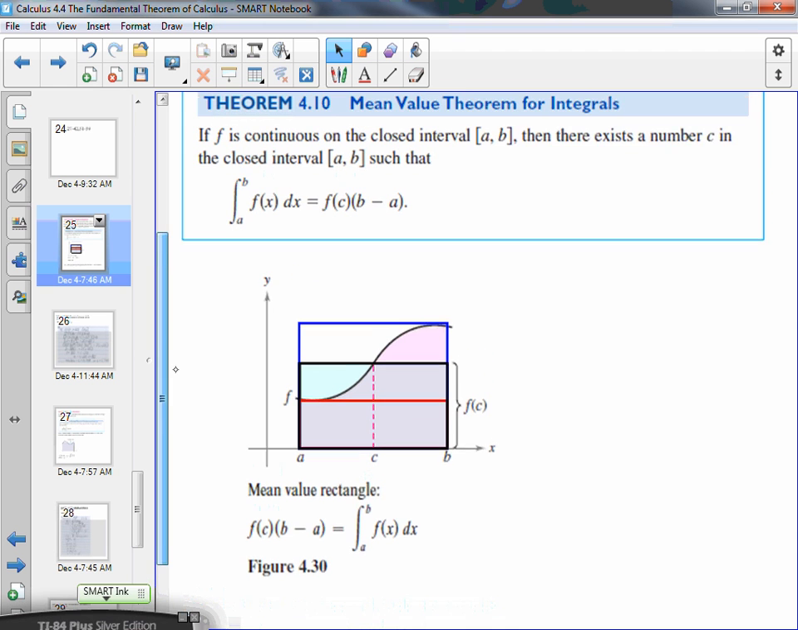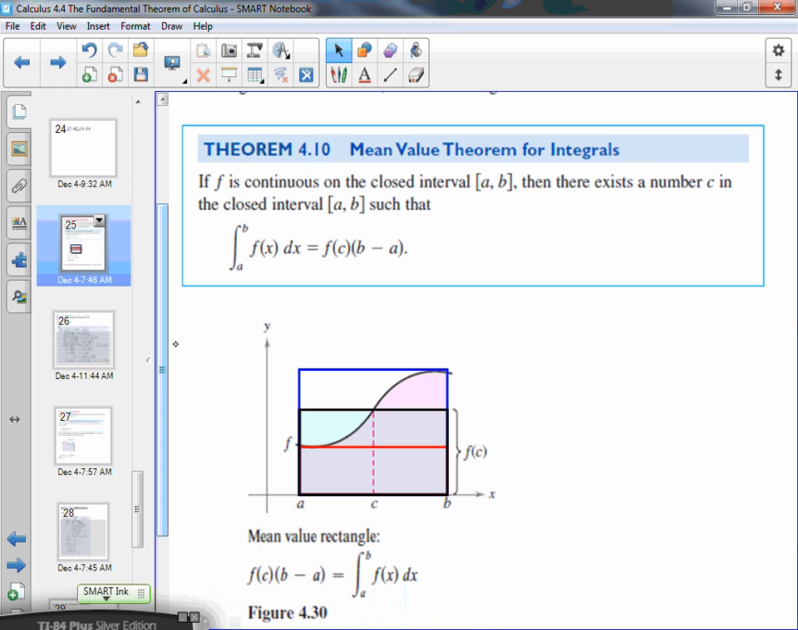Okay? So here's what it says in Mathese. It says, if f is continuous on the closed interval from a to b, then there exists a number c in the closed interval from a to b, such that the integral from a to b of f of x dx, which, since in this drawing at least, f of x is above the x-axis, that's the area, and even if it were below, it'd be the signed area of the region, equals f of c times the quantity b minus a.